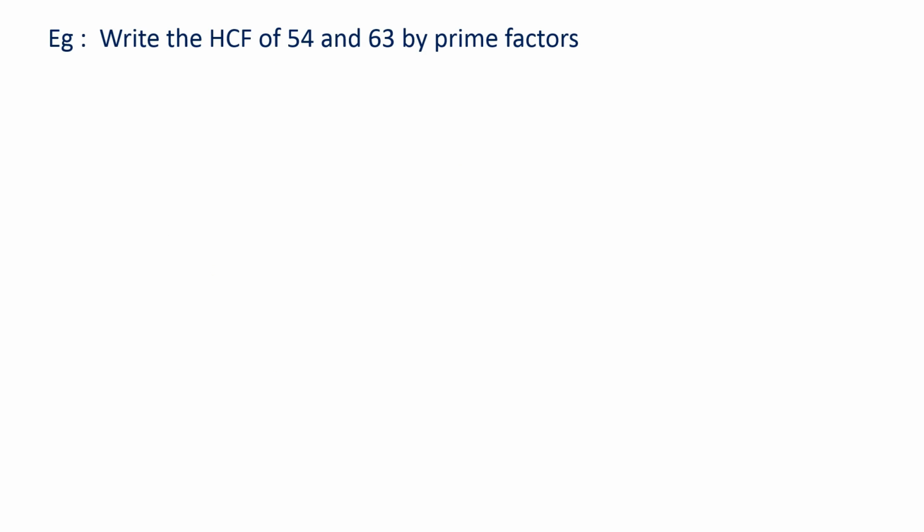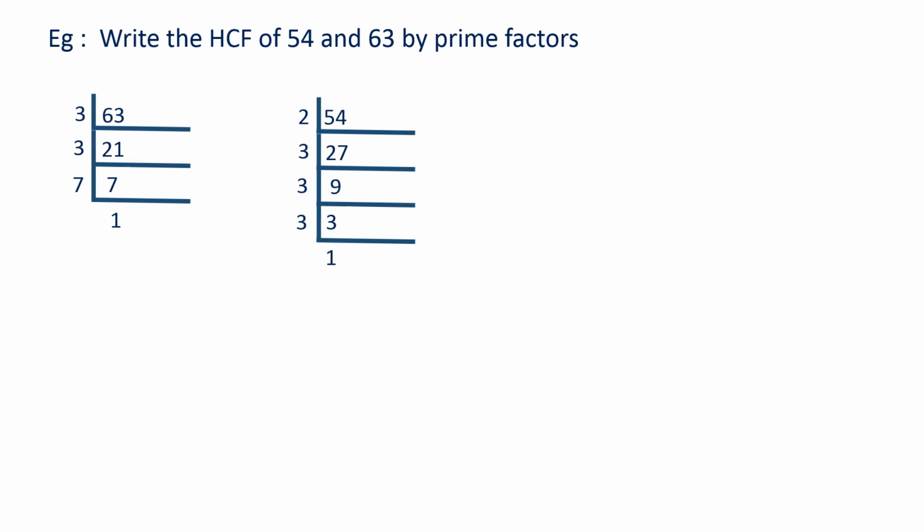Let's look into another example, that is to find the HCF of 54 and 63. The first step is to find the prime factors as before, and then we write the numbers as a product of prime factors, and in the next step we find the common factors for the two given numbers. So in this case, 3 is common and another 3 is common. So the HCF is the product of these two common factors, that is 3 into 3, 9.